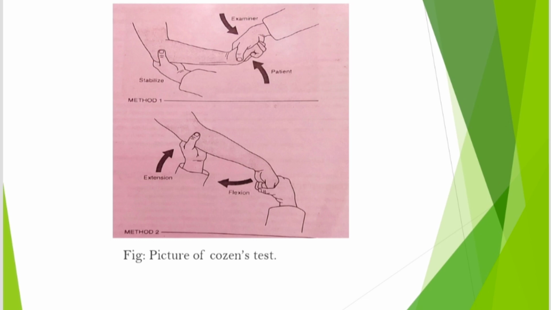And in method 2, the examiner's hand placement is the same as method 1. And here the test is done passively by the examiner. While palpating the lateral epicondyle, the examiner pronates the forearm and flexes the wrist fully. Then, while holding these two positions, the examiner extends the elbow. The symptoms would be the same as for the active test.